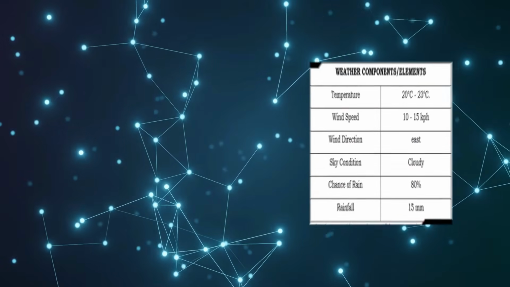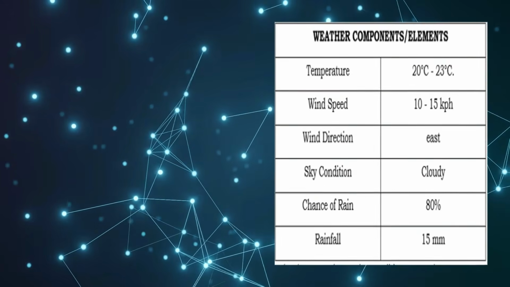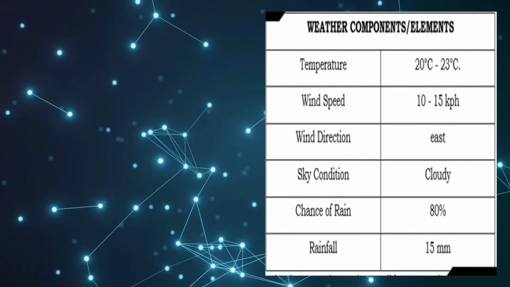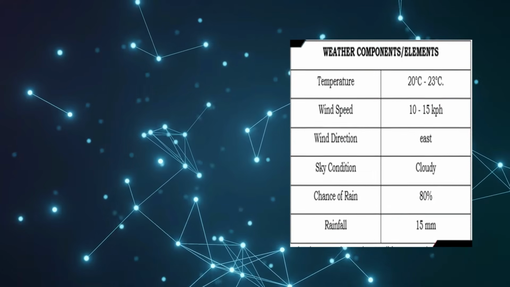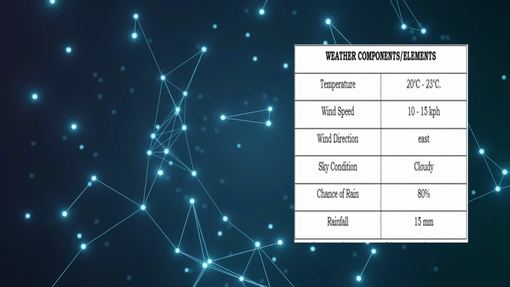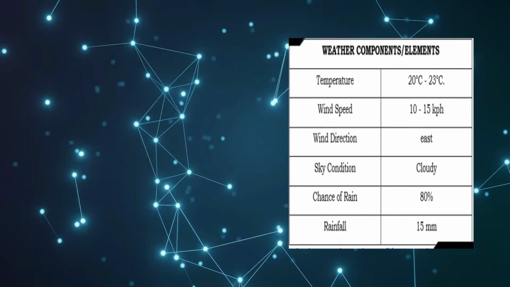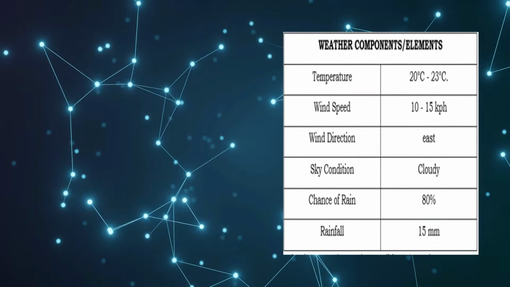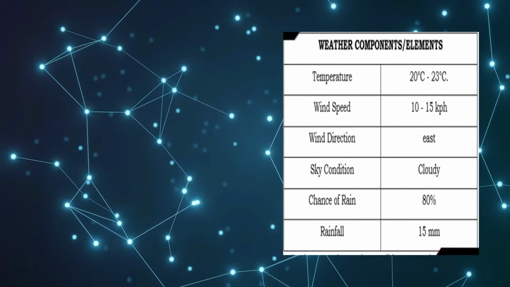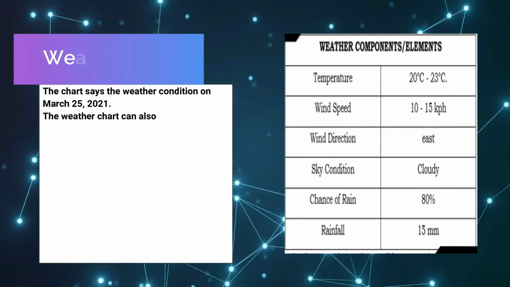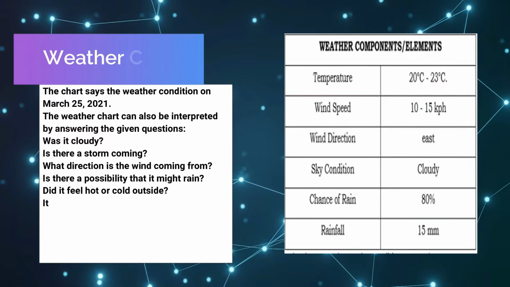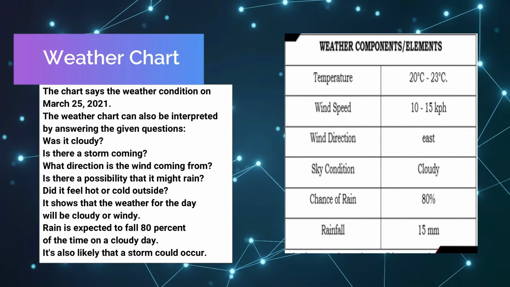Temperature: 20 degrees Celsius to 23 degrees Celsius. Wind speed: 10 to 15 kilometers per hour. Wind direction: east. Sky condition: cloudy. Chance of rain: 80%. Rainfall: 15 millimeters. The chart says the weather condition on March 25, 2021.